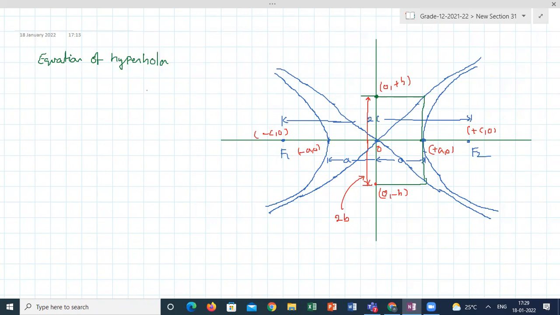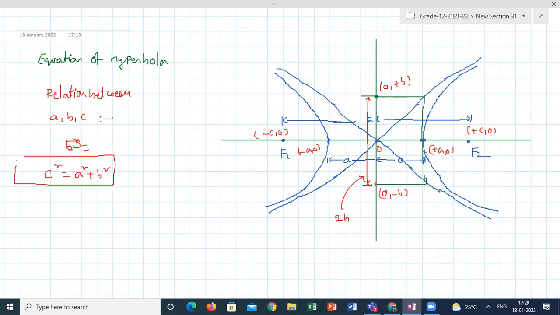First step, relation between A, B, C. Can anyone give the idea how to give the relation between A, B, C here? How can we give the relation between A, B, C here? I'm writing the relation between A, B, C: C square is equal to A square plus B square.